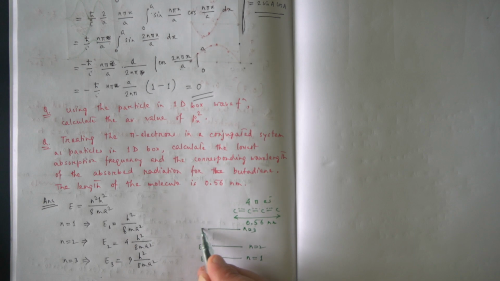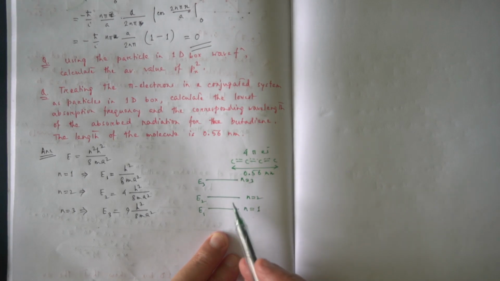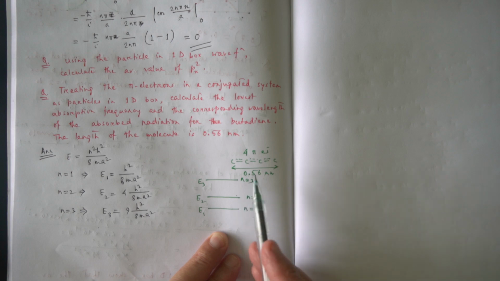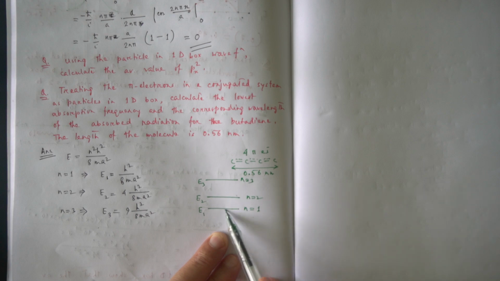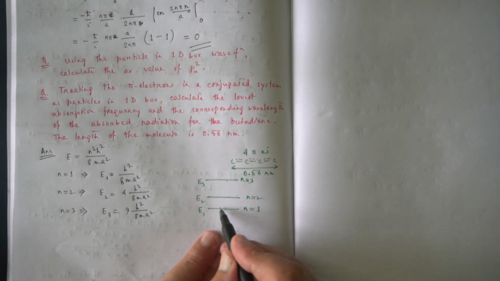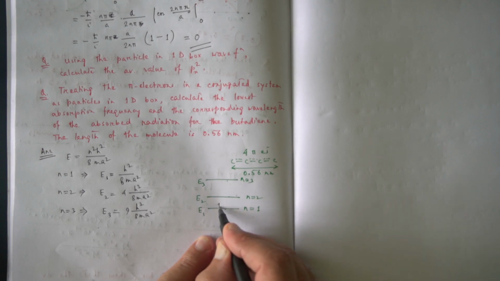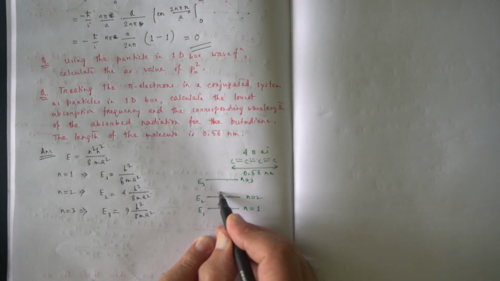Now here you see the conditions. 4 electrons are there. This is the lowest energy level, n equal to 1, energy E1. This is the next energy level, n equal to 2, energy E2. This is the third energy level, E3. These are the pi MOs, because we are considering pi electrons. In one molecular orbital you can put a maximum of 2 electrons, so 2 electrons are in each of the lower two.